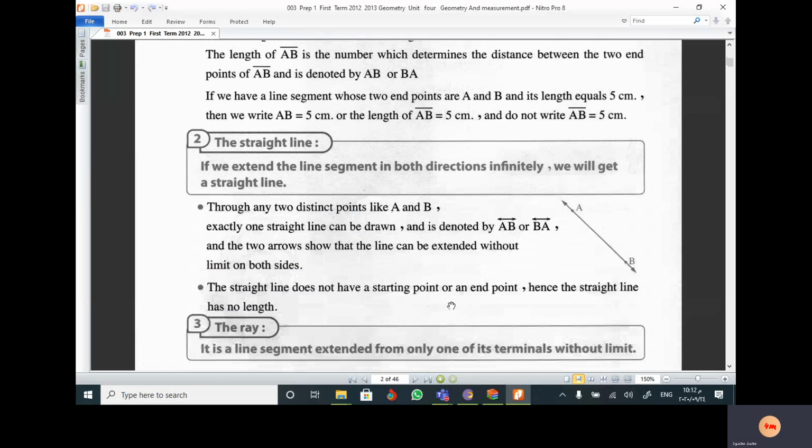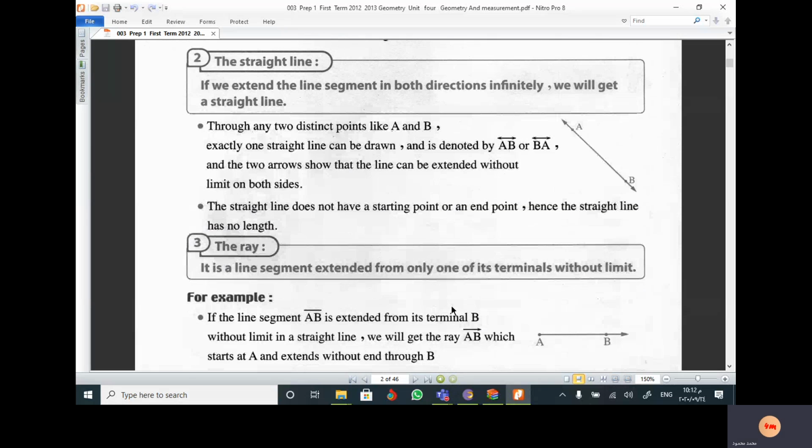Straight line. If we extend the line segment in both directions infinitely, we will get a straight line.